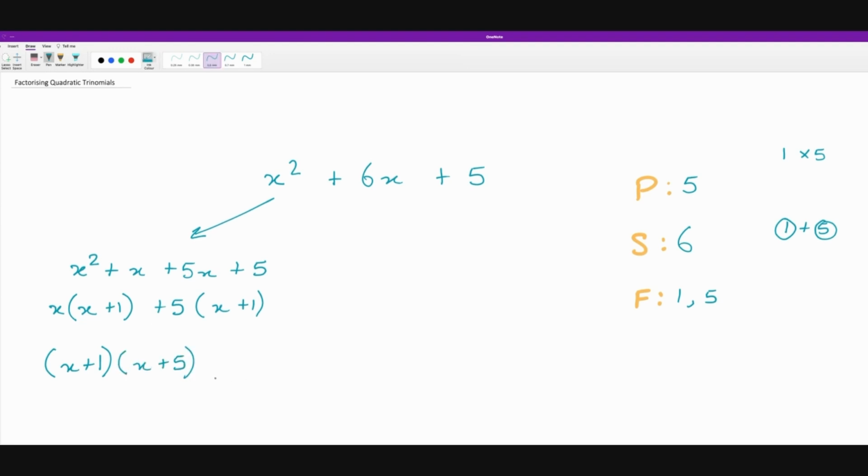Like that. And that is the full long method of factorizing monic trinomials. However, let's go through the quick step as well. The quick step goes like this.